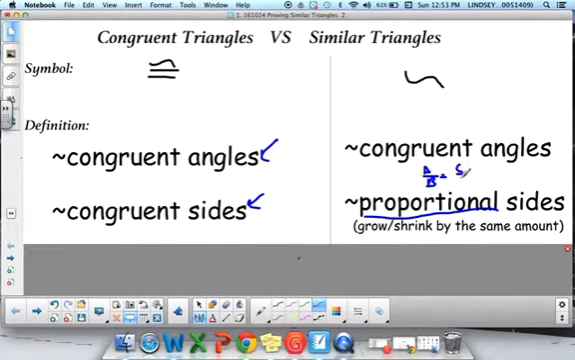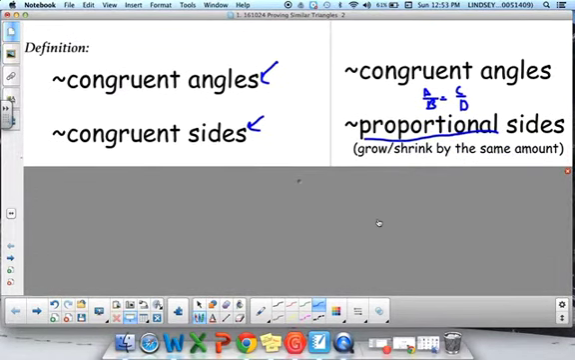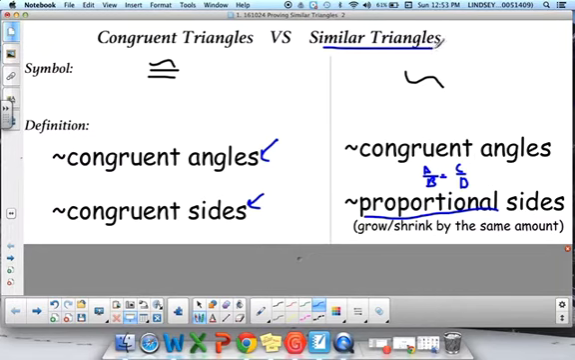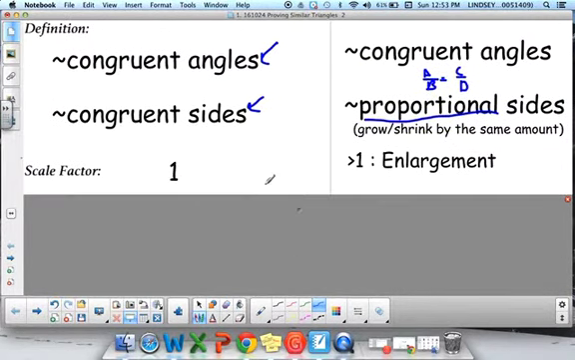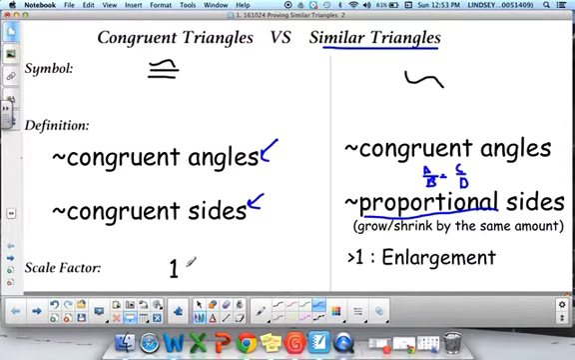And I would recommend writing all this stuff down in your page right now. I think it's 53. So by definition, similar triangles are where we're talking about these proportional sides. We're talking about a dilation. So let's talk about scale factors. Specifically on congruent triangles, the scale factor is just going to be 1 because anytime I multiply something by 1, I'm going to get the same thing.